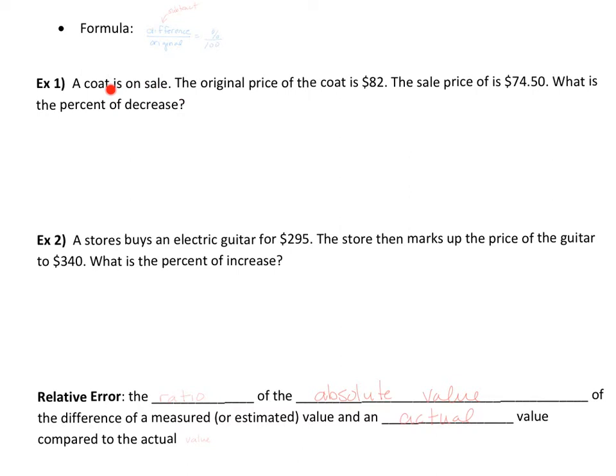On your homework, they're not always going to give this to you, and they're sometimes going to ask you to say whether it's increasing or decreasing. So you just need to look at your numbers and say, is it going up or down? Well, in this case, 82 to 74 is going down, so it's percent of decrease.